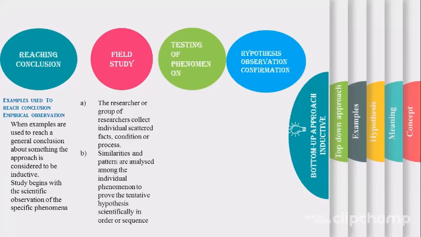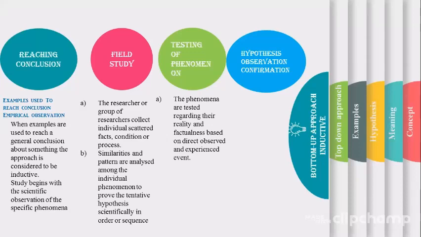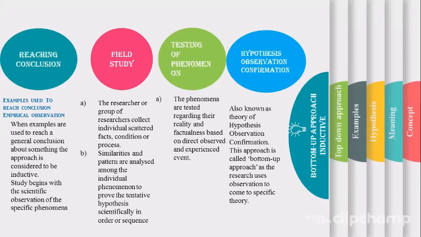Based upon that observation, the researcher will collect various field studies to understand the various patterns. Based upon the patterns, the hypothesis will then be tested. Based upon that hypothesis, the ultimate theory, that yes, all low cost airlines have delays, and so on, will be derived. So this is also known as observation, hypothesis, confirmation. This is a bottom up approach.